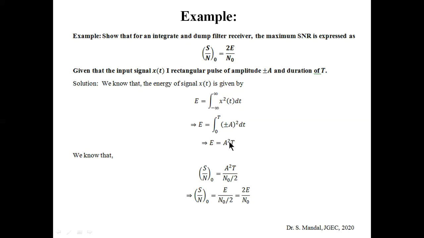Okay, so if you substitute this value A squared T as E, then we obviously get SNR equal to E by N naught by T, that is 2E by N naught. So hence it is proved that the maximum SNR for the integrate and dump filter is 2E by N naught.